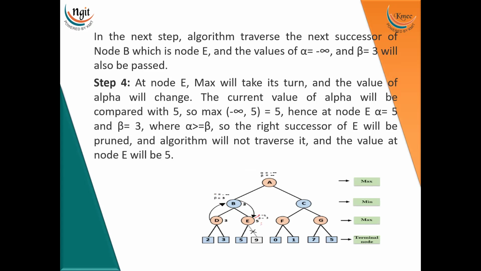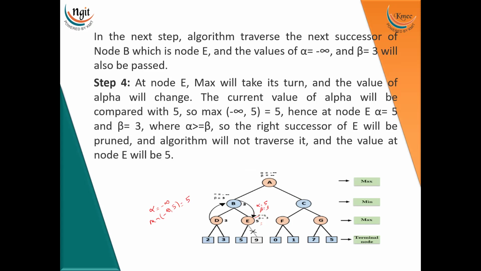Okay. Now here the value of alpha will change. So the current value of alpha will be compared with 5. We have alpha equal to minus infinity. It will be compared with this left side first. So max of minus infinity comma 5, obviously it will be 5. Hence at node E, the alpha value will become 5 and beta equal to 3. And here, see, alpha equal to 5, beta equal to 3.